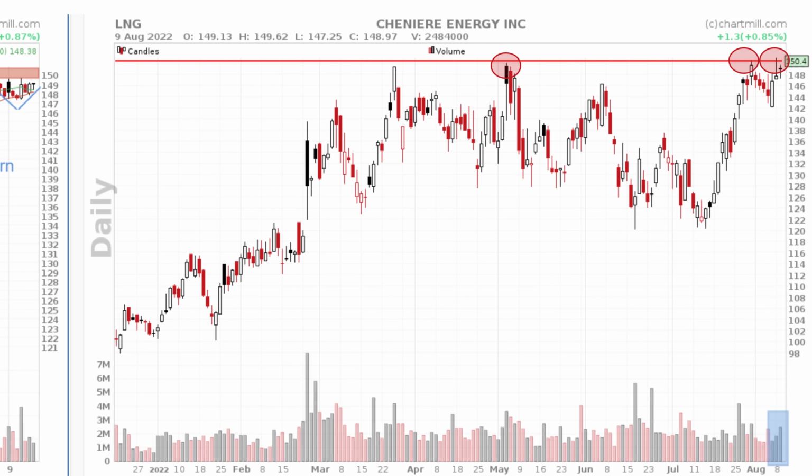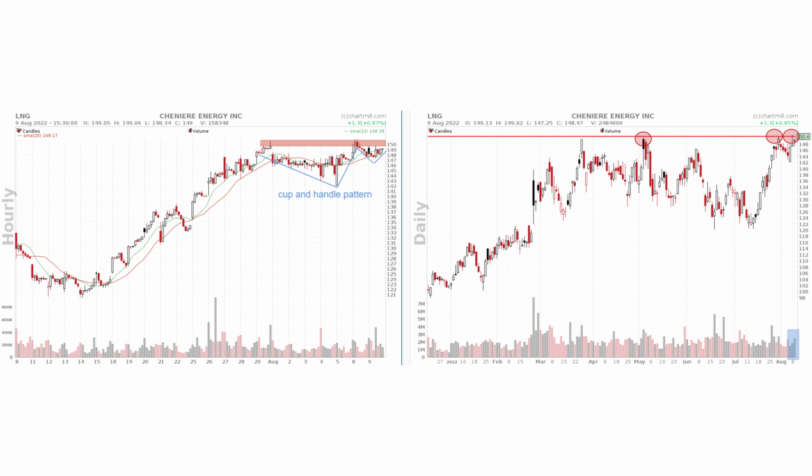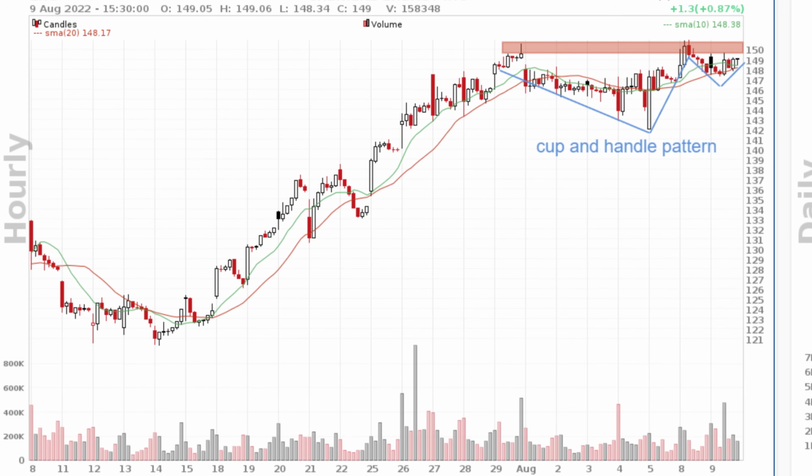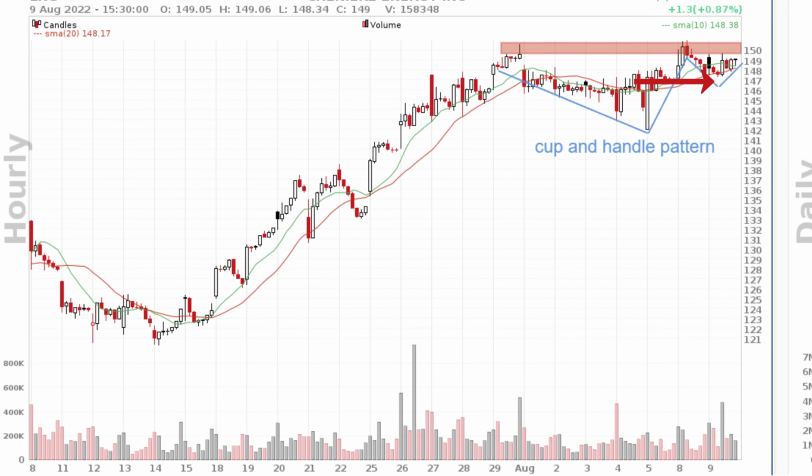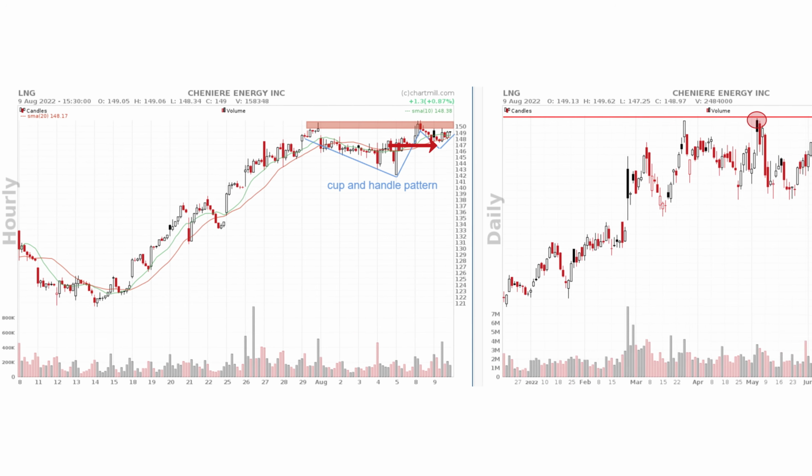And I consider this a very good buy setup if price can break above the $150 level with a stop loss just below the last swing low, so just below $147. Moreover, above the $150 level there is no existing resistance level anymore.